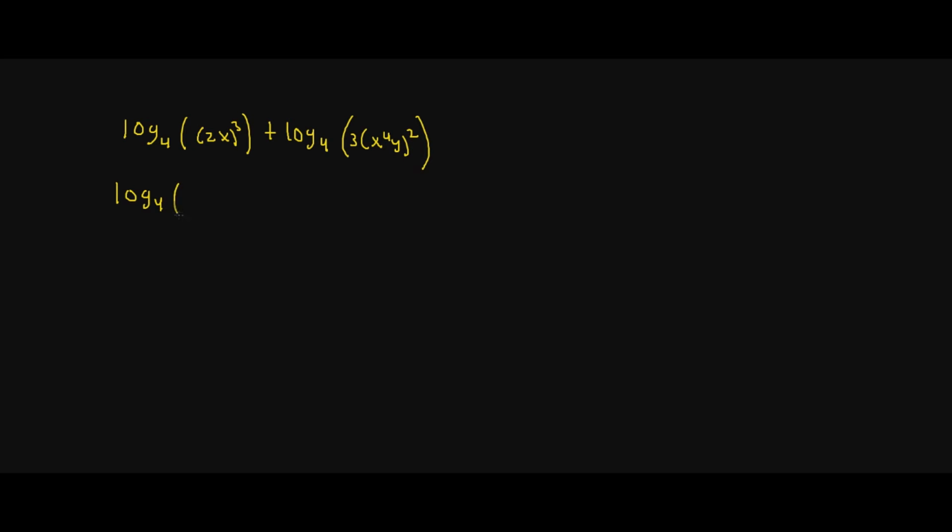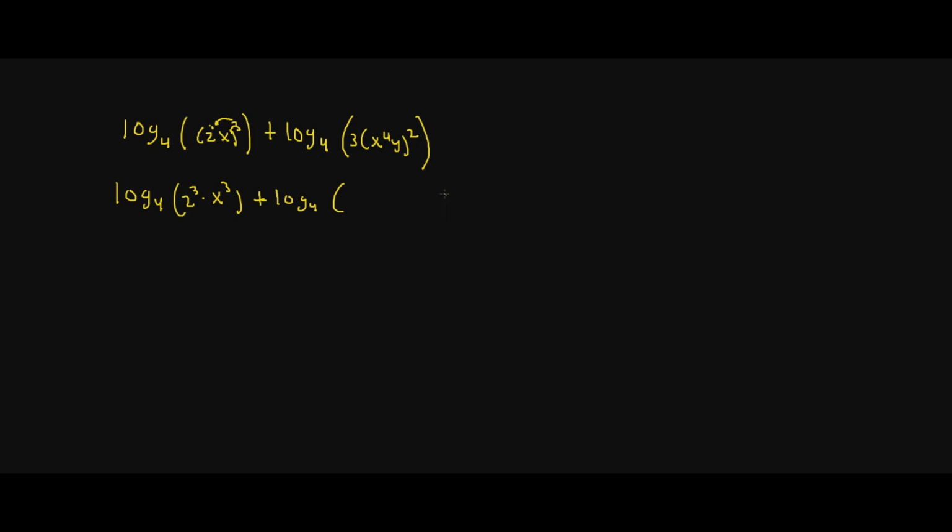So we get log base 4. Okay, remember, there's like a 1 exponent here. We multiply these across. So 1 times 3 is 3, so we get 2 to the 3rd times x to the 3rd. We have to multiply the exponents. Okay, plus log base 4.